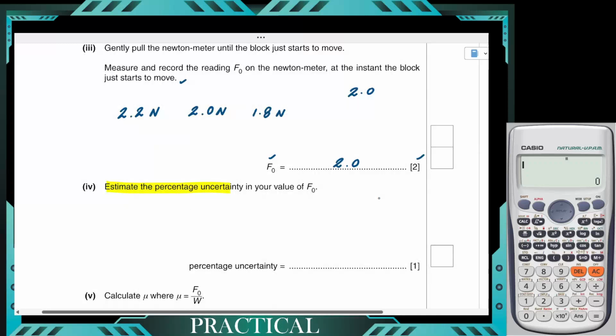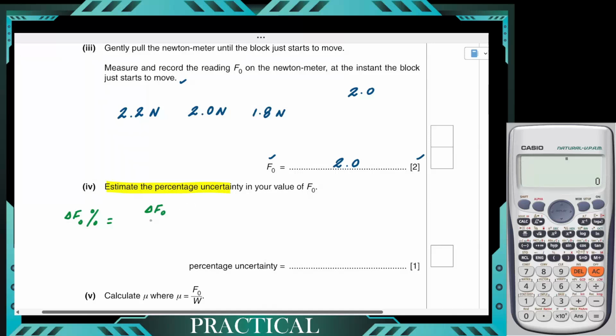Up next, you have to estimate the percentage uncertainty in your value of F0. So how do we solve this? The first thing is you would be writing down the formula for the percentage uncertainty. That would equal, or you can simply write, percentage uncertainty in F0 equals absolute uncertainty, which is represented by delta F0. Okay, you may not be using the symbols.